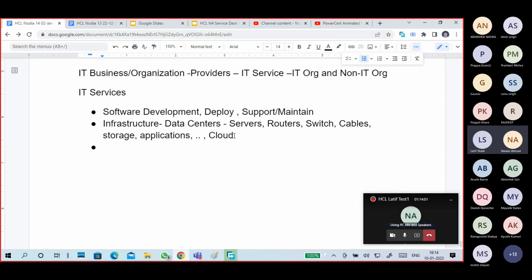And anything IT support, BPO, KPO, knowledge process outsourcing, business process outsourcing, customer care.